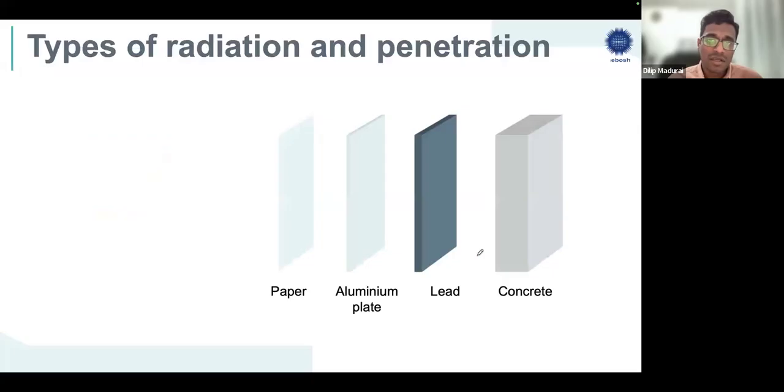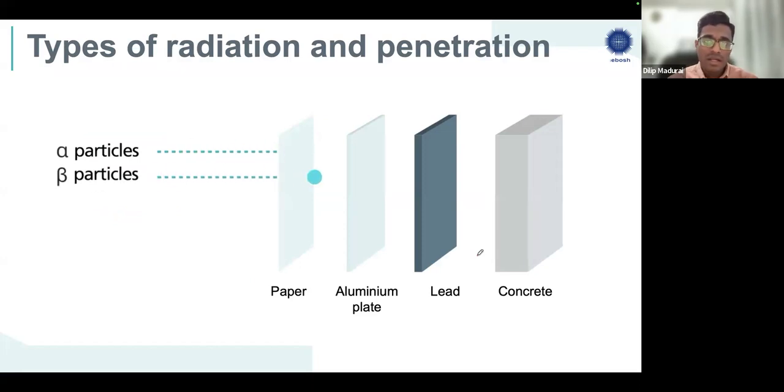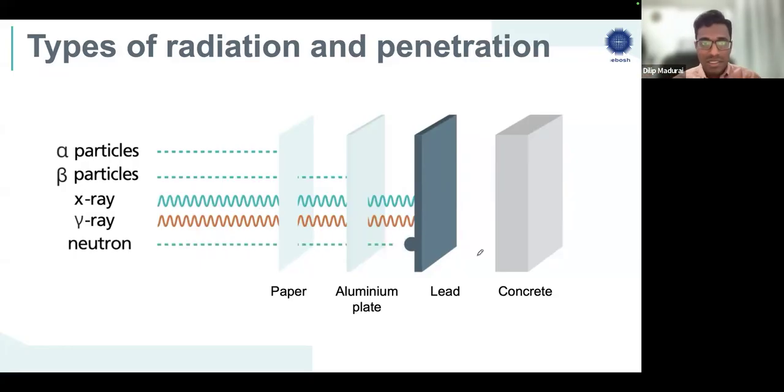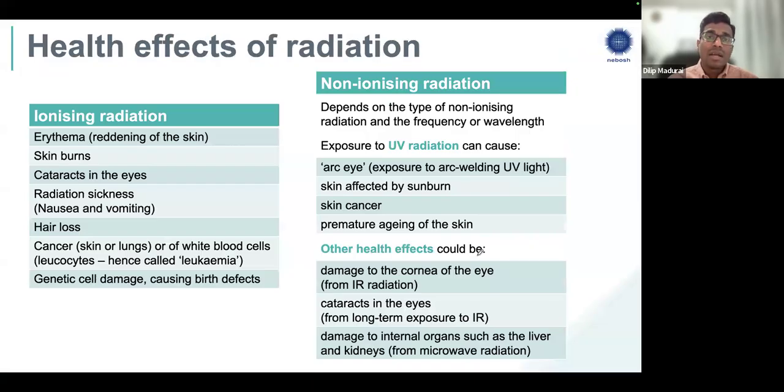So in terms of shielding, you can see here. Alpha particles can be shielded by paper. Beta particles, an aluminum plate. X-rays and gamma rays, lead. Neutrons, concrete. So this is the type of radiation and the penetration power. Okay. So what are the health effects of these radiations?